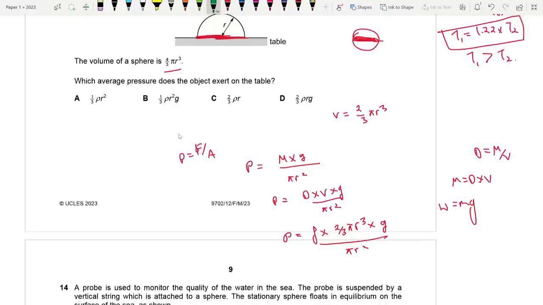Let's get rid of some of the stuff. We can get rid of pi, we can get rid of this, so we actually end up with P equal to 2 by 3 rho r g. So I'm going to go with 13D, and that is in fact the correct answer. Okay, that's how you do it.